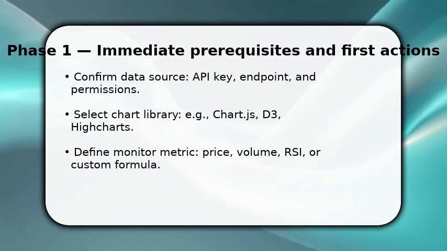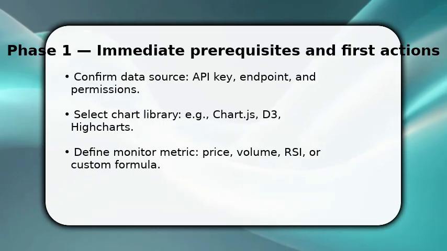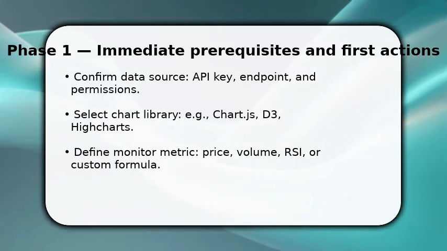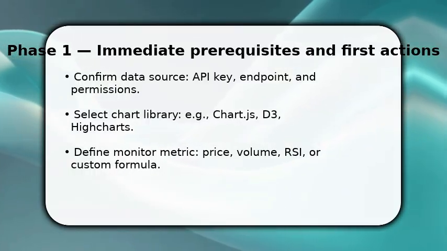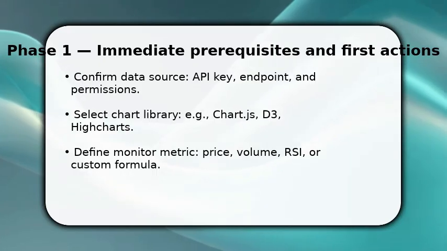You start by confirming the prerequisites: API access, a stable endpoint, and the data fields you need. Next, choose a chart library that supports live updates and annotations. This choice affects callbacks and performance.